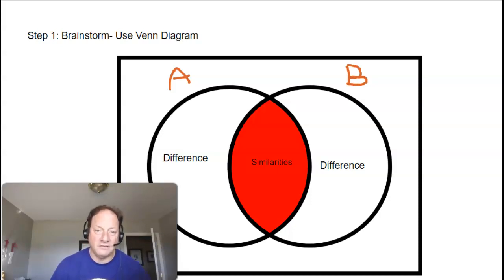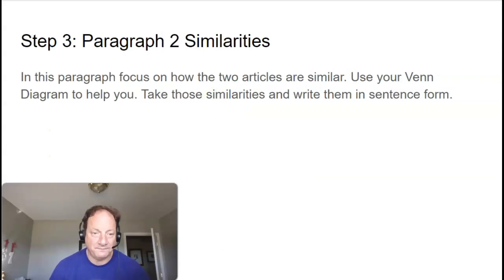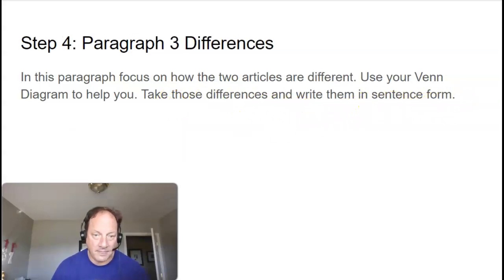Okay, and so in this paragraph, you're going to focus on their similarities. So it says in this paragraph, focus on how the 2 articles are similar. Use your Venn diagram to help. Take those similarities and write them in sentence form.